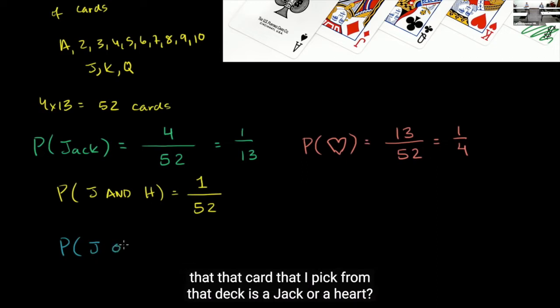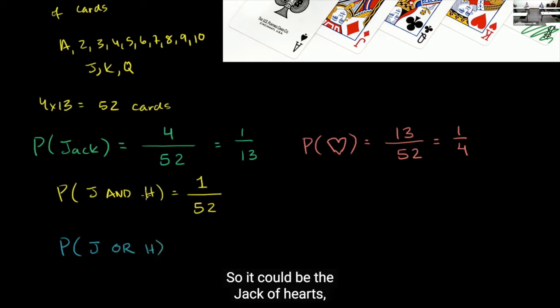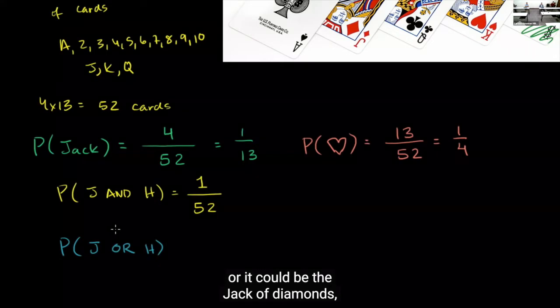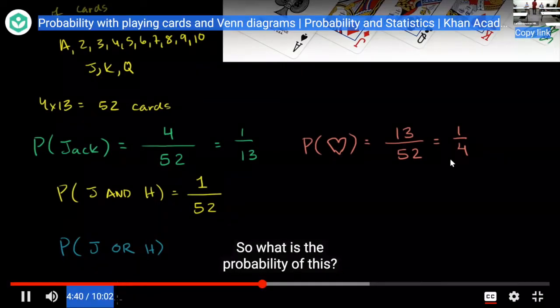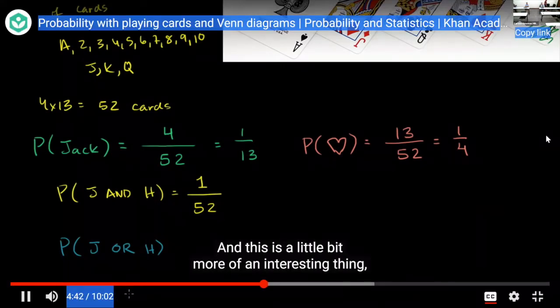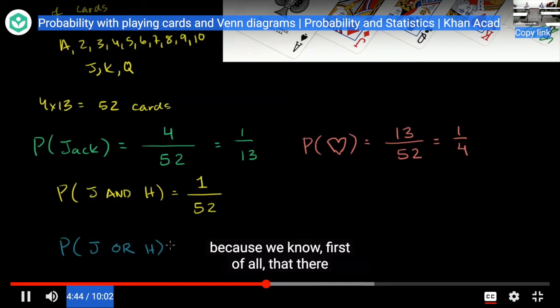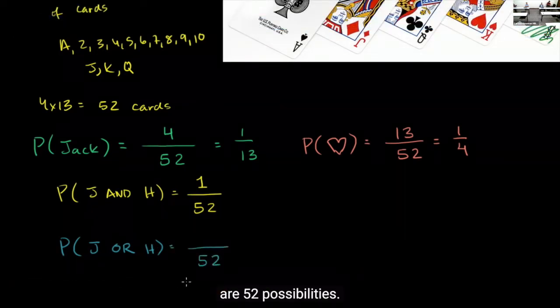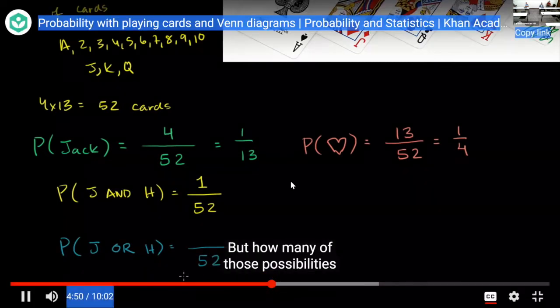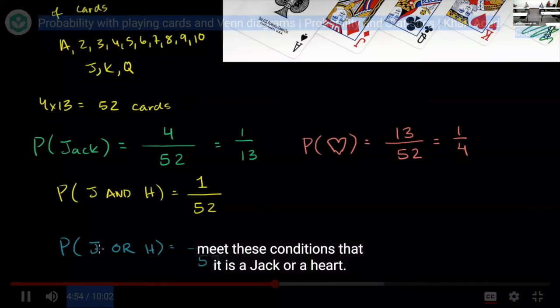jack or a heart? So it could be the jack of hearts, or it could be the jack of diamonds, or it could be the jack of spades, or it could be the queen of hearts, or it could be the two of hearts. So what is the probability of this? This is a little bit more of an interesting thing because we know first of all that there are 52 possibilities, but how many of those possibilities meet the criteria, meet these conditions that it is a jack or a heart?